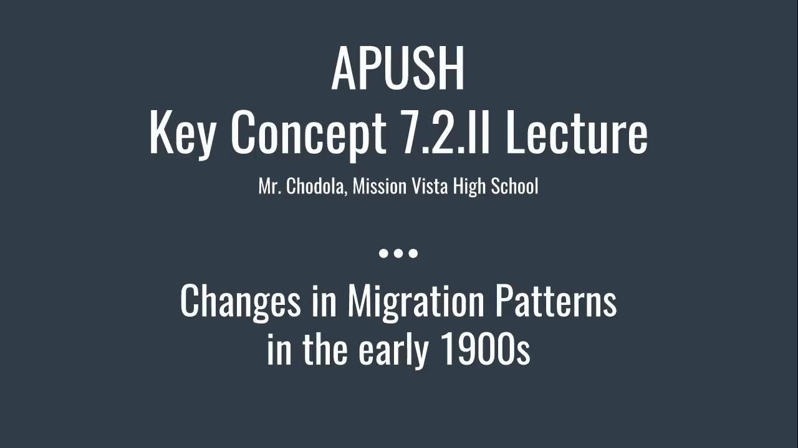Remember, for this unit, this historical period, we're watching the videos out of order from the concept outline. So this should be the fourth video that you are watching, despite the categorization, key concept 7.2.2. You're watching this as your fourth video. This one's about changes in migration patterns in the early 1900s.